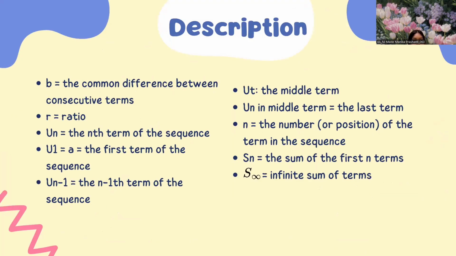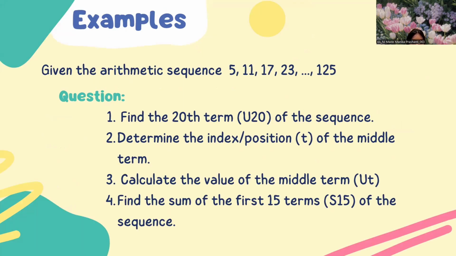This is the description: b is the common difference between consecutive terms, r is the ratio, Un is the nth term of the sequence, U1 or a is the first term of the sequence, Un-1 is the n minus 1 term of the sequence, Ut is the middle term, Un in the middle term formula is the last term, n is the number or position of the term in the sequence, Sn is the sum of the first n terms, and the last, S infinite, is the infinite sum of terms. Next, we learn how to use the formulas above.